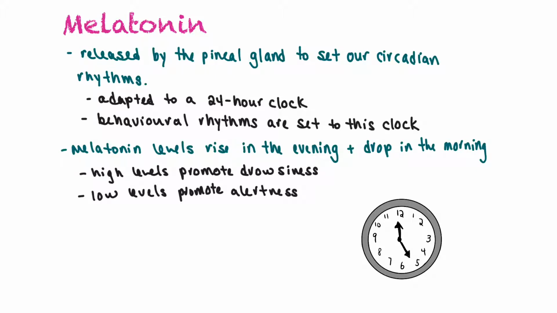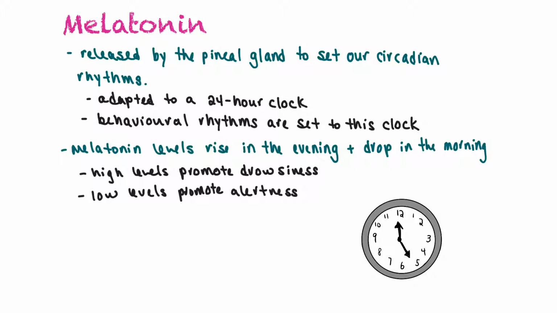Another hormone involved in our bodies and with homeostasis is melatonin. And melatonin is released by the pineal gland to set our circadian rhythm, so our internal body clock. So we as humans have adapted to a 24-hour clock because our day is 24 hours. And our behavioral rhythms are set to this clock. So we typically wake up around the same time, we go to bed around the same time, and then we're active in the daytime but not active at nighttime.